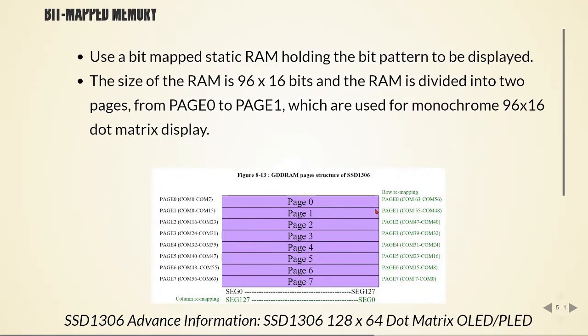In this case here, this is the SSD1306, and it has 128 by 64. So we have the bits from 0 to 63 and the segments from 0 to 128. So we just need to adapt to our case. We will have from 0 to 16, 0 to 15, and pages 0 and page 1.